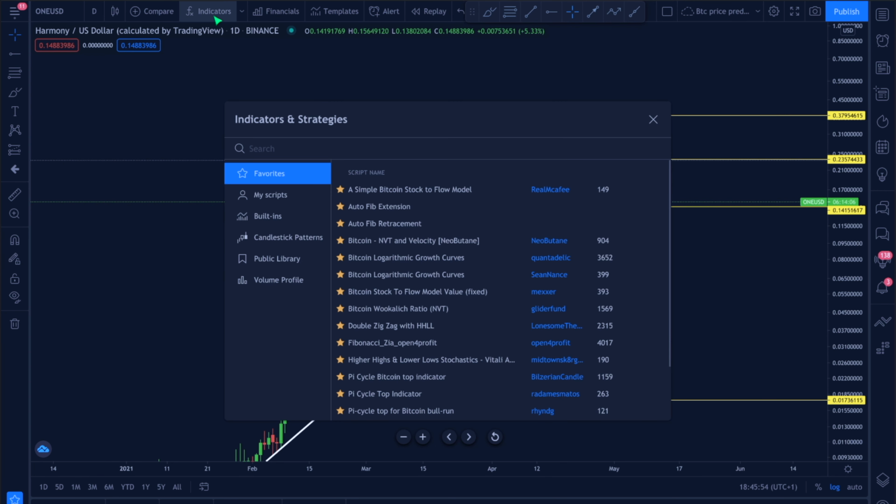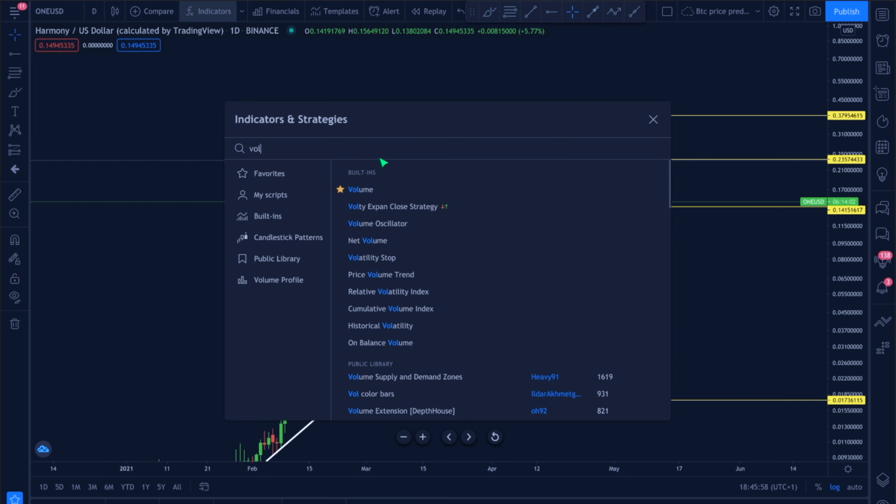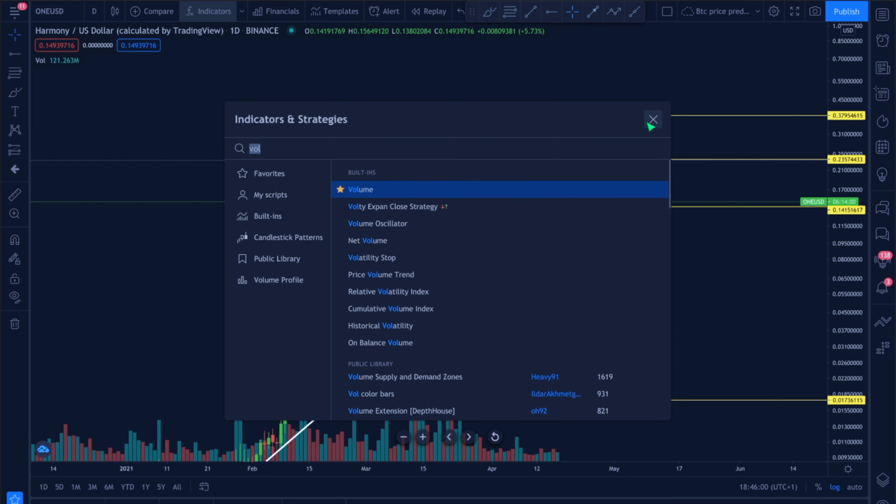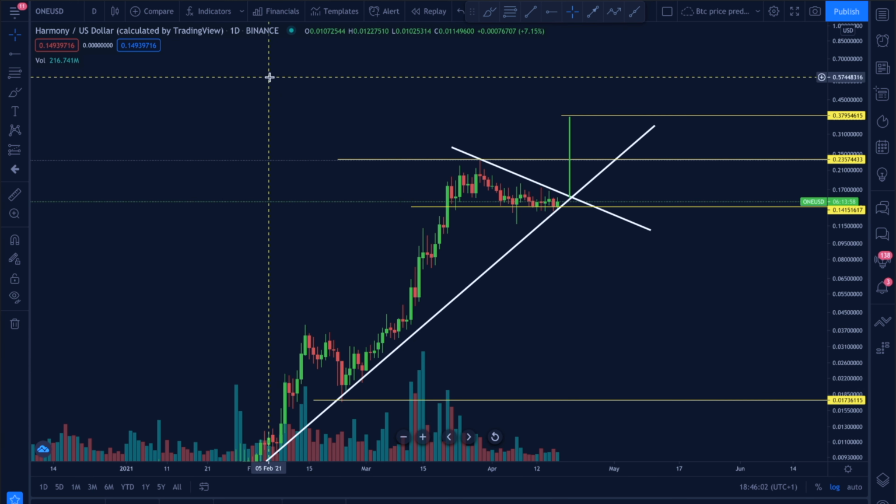You can just go to your indicators. For example, I was going to show you volume. So you just put volume, and you can see volume will pop up, right? And we have volume showing up on the bottom.